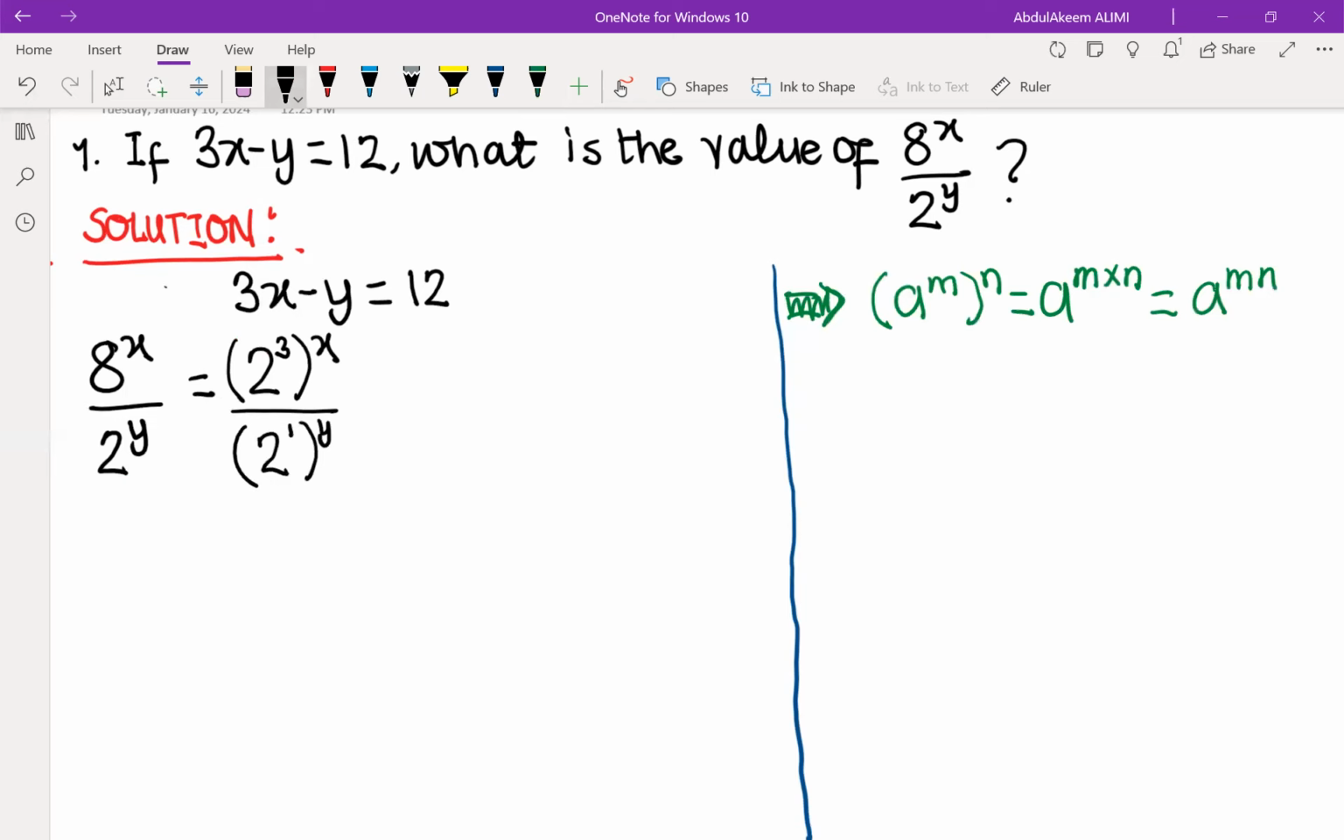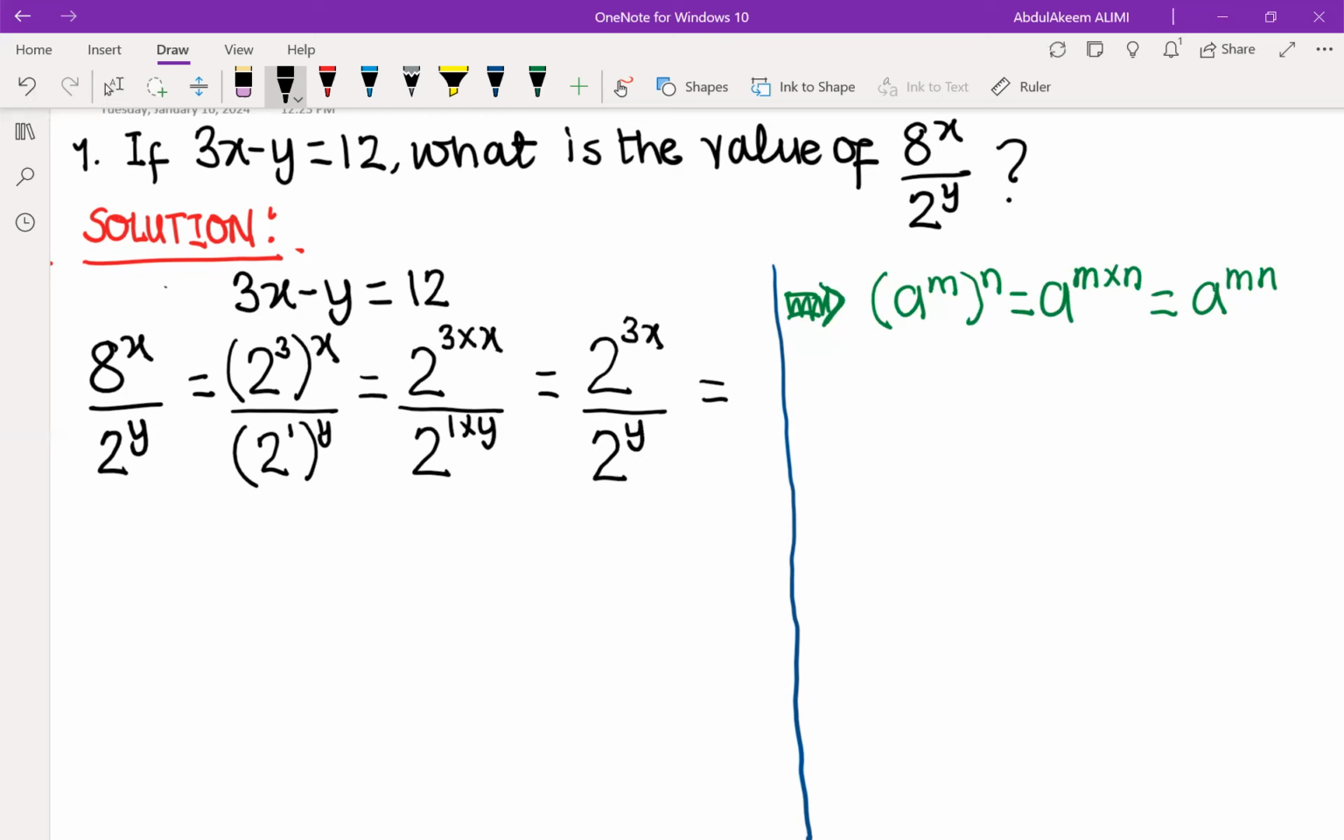If I apply the same thing here, I'll have 2 raised to power 3 times x, divided by 2 raised to power 1 times y. So this becomes 2 to the power of 3x divided by 2 raised to power y. How do I solve this further? This is under index form. I have 2 raised to power 3x, and I also have 2 raised to power y. So how do I solve this?